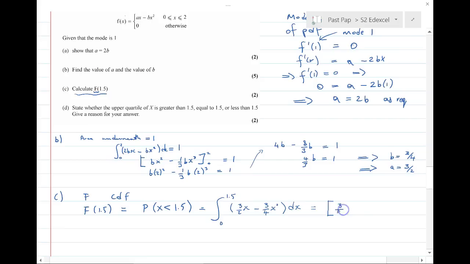which equals 3/4 x squared minus 3/12 x cubed, just integrating those two terms between 1.5 and 0, which is equal to 3/4 times 1.5 squared minus 3/12 times 1.5 cubed. And obviously the zero limit will just come to 0. So that comes to, as a fraction, 27/32, which is, if we work out the number, 0.844. Okay.